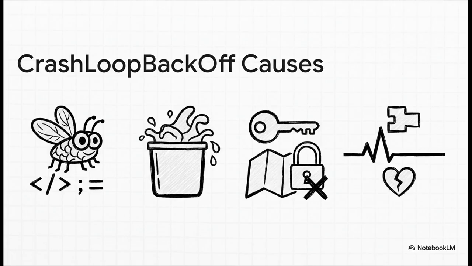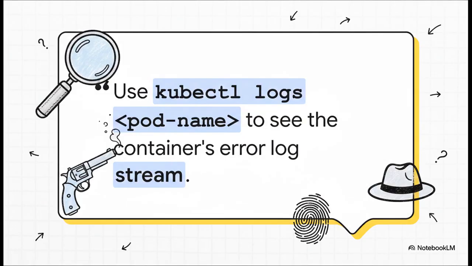It could even be its own health checks, the liveness probes that are failing and telling Kubernetes to keep restarting it. This is where our investigation goes a level deeper. If you run kubectl describe and you don't see an obvious infrastructure issue like an OOM killed event, then you've got to look at the app itself. The next step is to use kubectl logs to see what the container was saying right before it died. That log stream, that's your smoking gun. That's where you'll find the clues to crack this case.